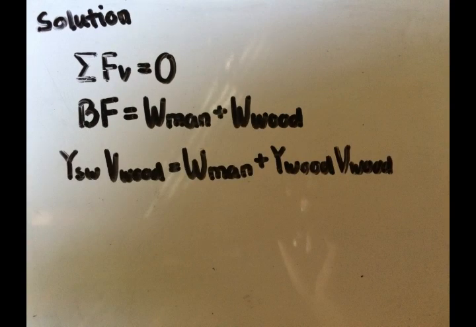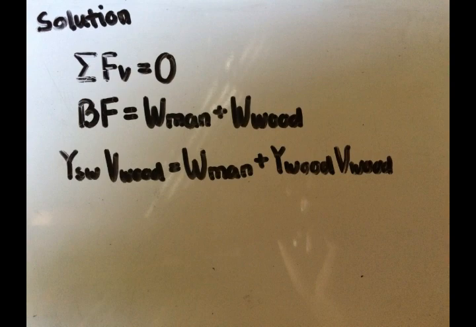Now to get the buoyancy force, we will substitute the buoyancy force with unit weight times the volume of the wood. And since the weight of the man is given, we will simply plug it in. But the weight of the wood is unknown, so we will also have to substitute it with the unit weight of wood times the volume of wood.